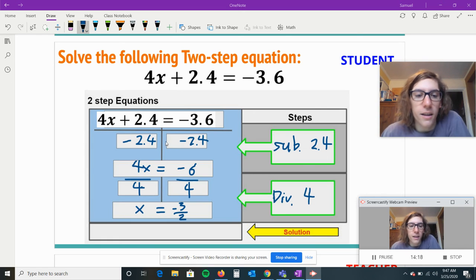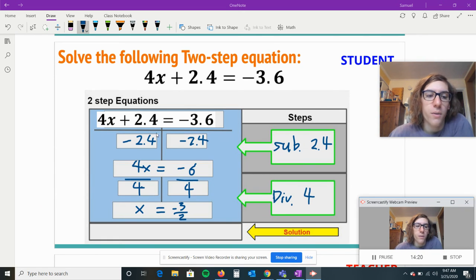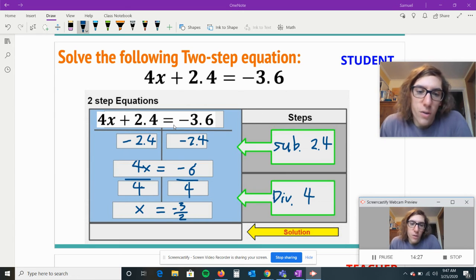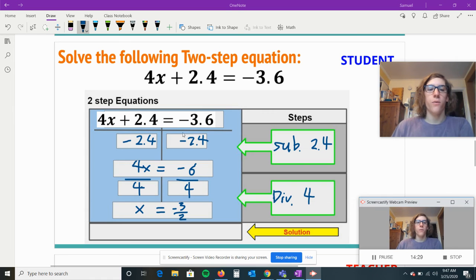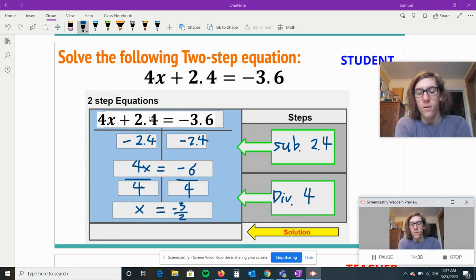Alrighty, so they are getting a little bit trickier here, right? We have our 4x plus 2.4 equals negative 3.6. Okay, if we need to solve, we need to do the inverse operations like we did before. Let's start with the adding here. That's going to be the easiest one to start with because it's separate from this 4 that's kind of tied up with the x. So the opposite of adding 2.4 would be subtracting 2.4. That's what we did to both sides, right?